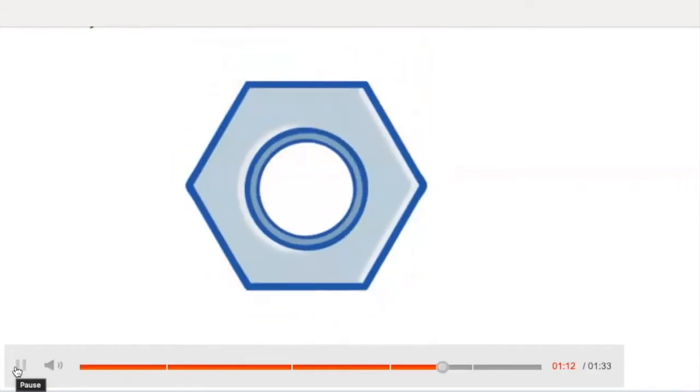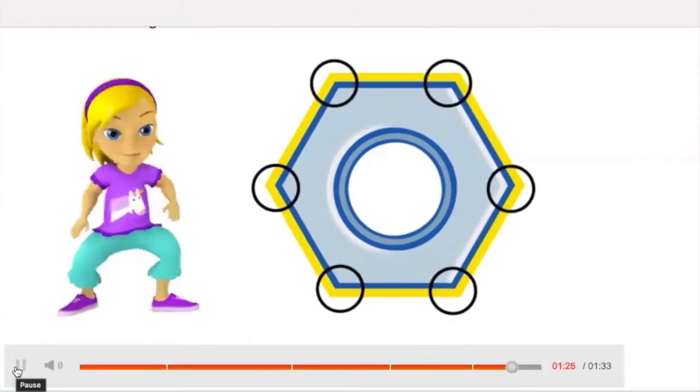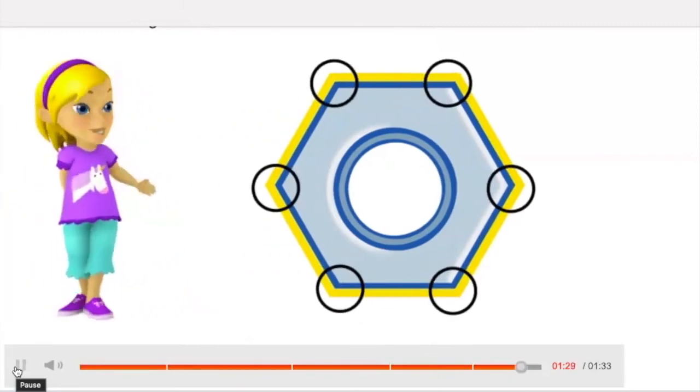What do you see? There is a nut. What shape is the nut? How do you know? No, it's not like a peanut. It's like a building nut. The nut is a hexagon. It has 6 sides and 6 vertices. Now you know how to identify hexagons.